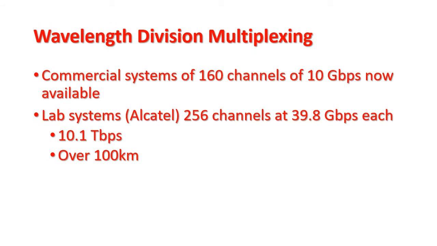Commercial systems of 160 channels of 10 gigabits per second are now available. Lab systems, or Alcatel, has 256 channels at 39.8 gigabits per second each, that can reach a total bit transfer speed of 10.1 terabits per second over 100 kilometers.